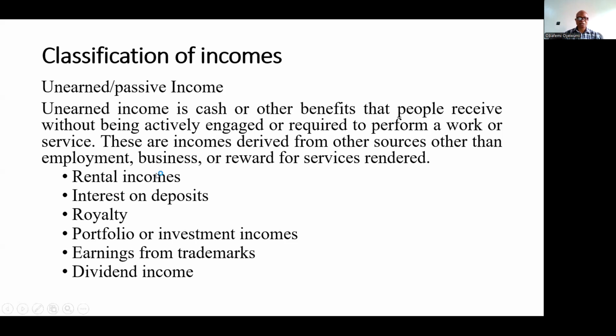So it is other than employment or business. So we have rental incomes. Examples now, we have rental incomes, we have interest on deposit, we have royalty, we have portfolio investment incomes, we have earnings from trademarks, we have dividend income as well. So these are different types of unearned or passive incomes that people have when they begin to invest their money into one or two things that will fetch them this type of income. So we have been able to look at the two broad categories now.